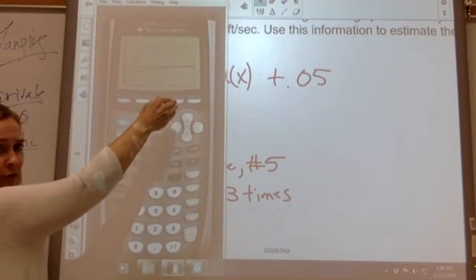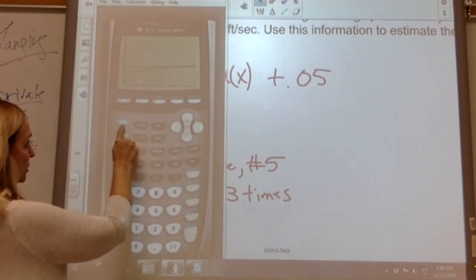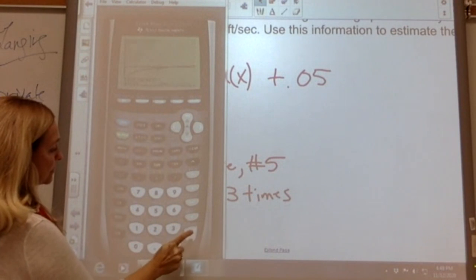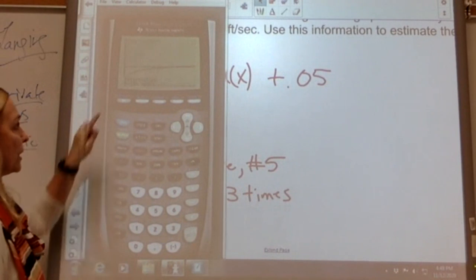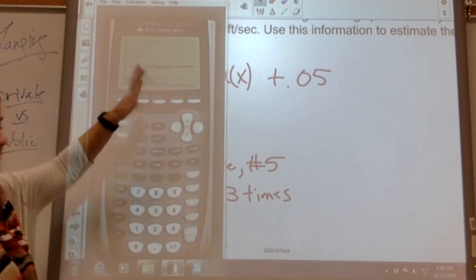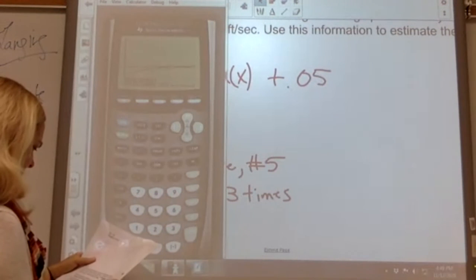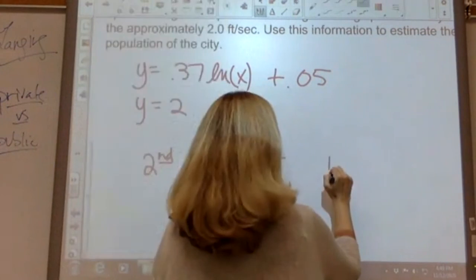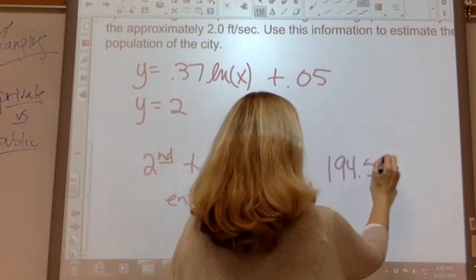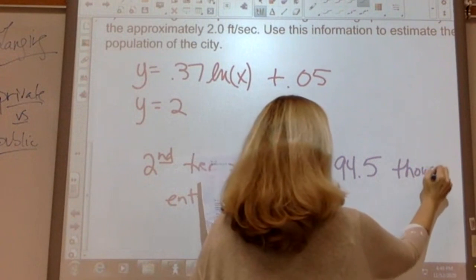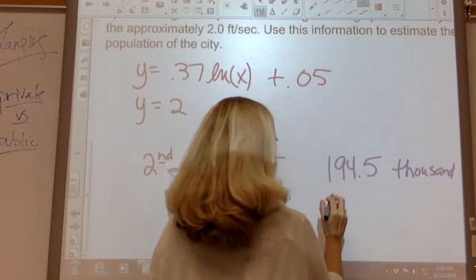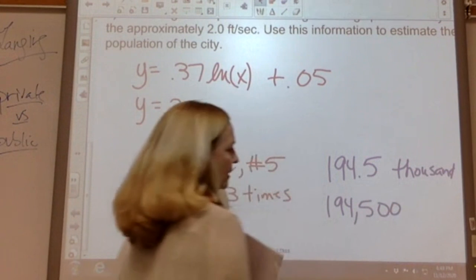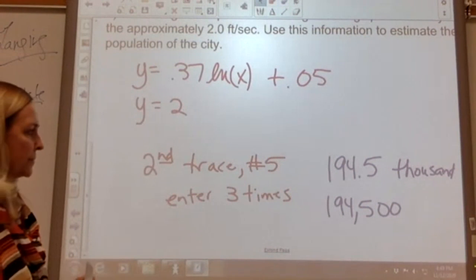All right, so now I can see the point of intersection. So the calculator will tell me the answer. Second, trace number 5, and then you press enter 3 times. And we get 194.4685. And so I rounded to 1 decimal. So this is approximately 194.5 thousand. So it's around, we could do 194, right, that way, 194,500. Okay.